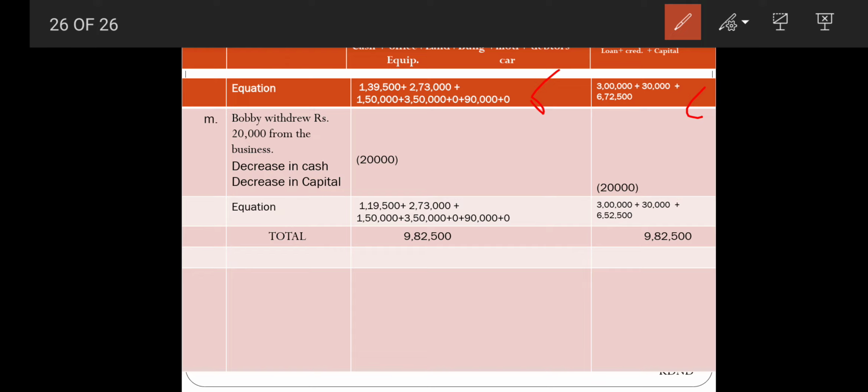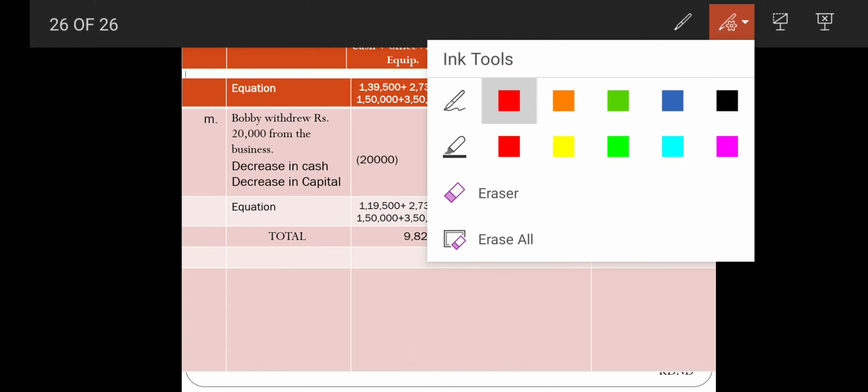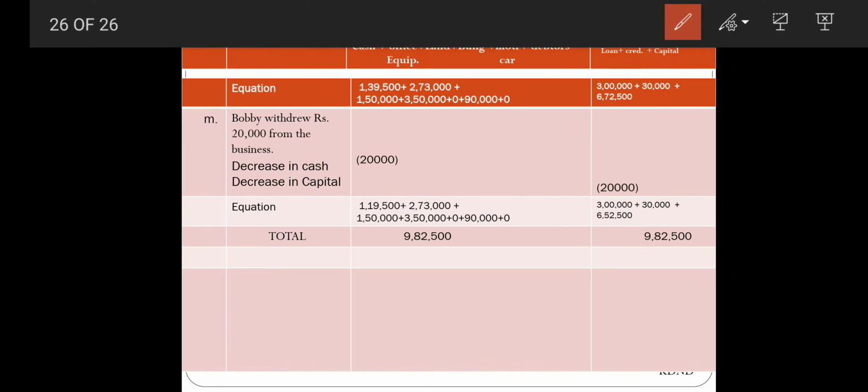And the last transaction, Bobby withdrew rupees 20,000 from the business, that is decrease in cash 20,000 because they are withdrawn for personal use, so capital also reduces by 20,000. So this way all the transactions with respect to the accounting equation are over.